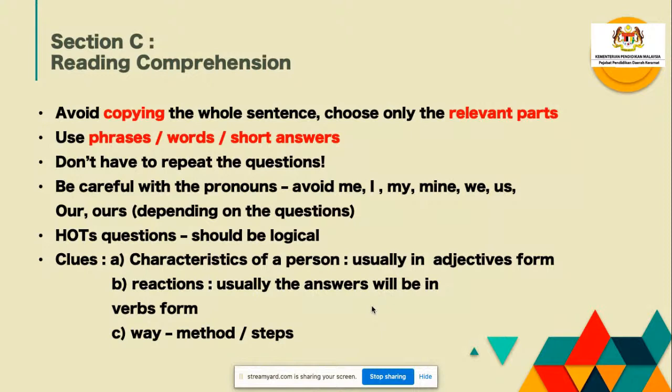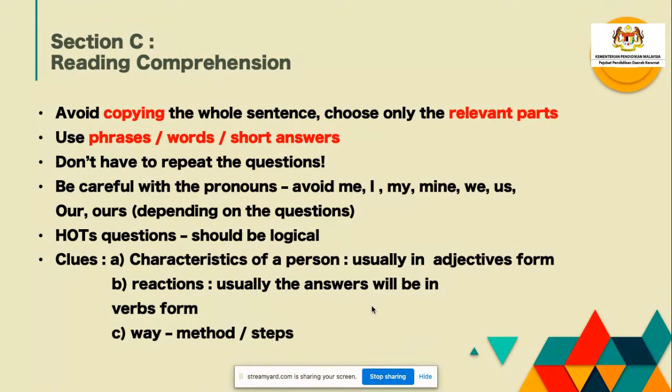I always tell my students to write their answers in phrases, words, or short answers, depending on the question. That's why please read the question. From the question, you will know whether to answer in phrases, whether to give long answers or short answers, or even to give the answer in one word.